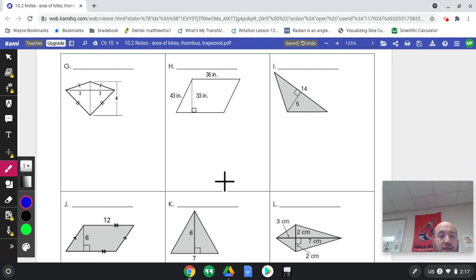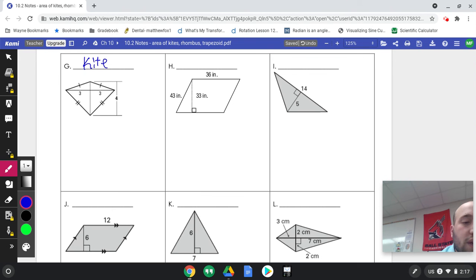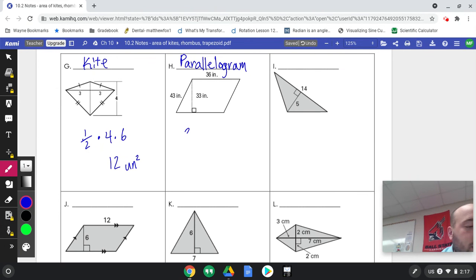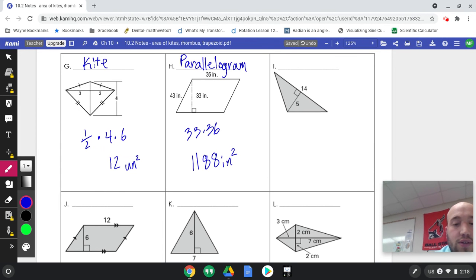If you want some time to try these on your own, just pause the video. Once again, here we have a kite. Half times diagonal 1 is 4. Diagonal 2, 3 plus 3 is 6. We get 12. This one we have our parallelogram. So we know the height is 33, the base 36. We multiply those together, 1,188. This one actually does have a label, so inches squared.